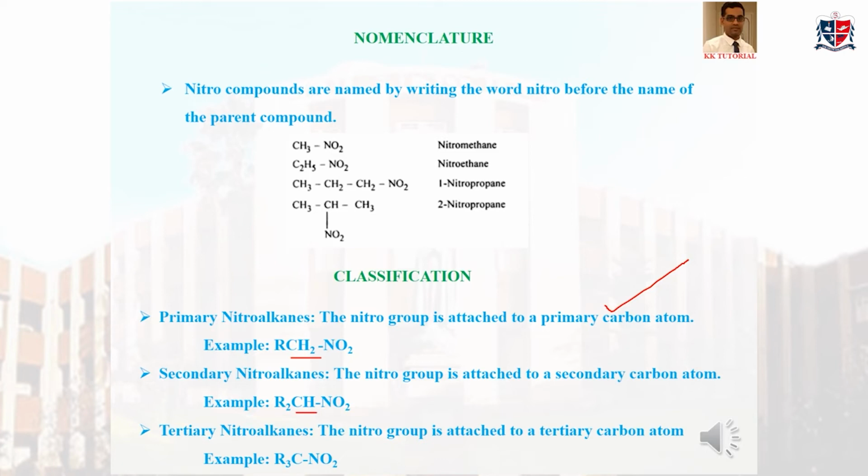Tertiary nitroalkanes: the nitro group is attached to a tertiary carbon atom. Here, it is a tertiary carbon atom. So, nitroalkanes can be classified into primary nitroalkanes, secondary nitroalkanes, and tertiary nitroalkanes based on the alkyl part attached to the nitro group.